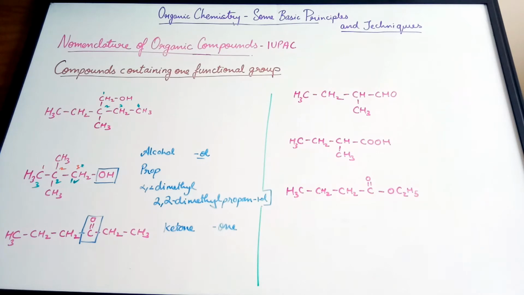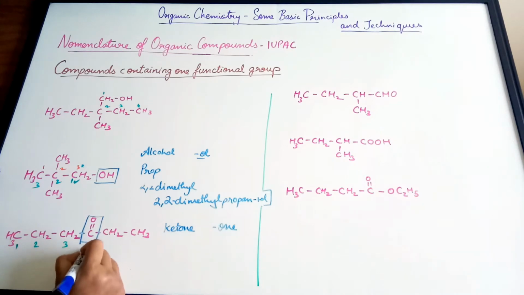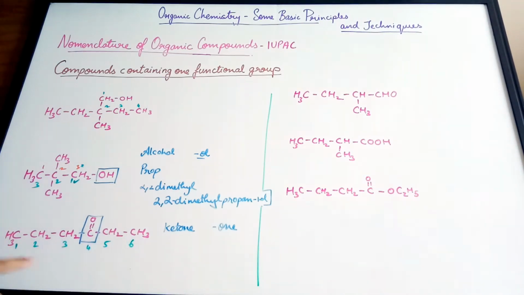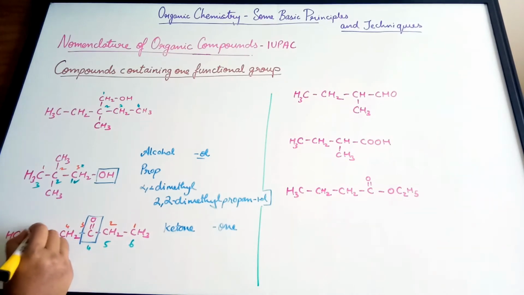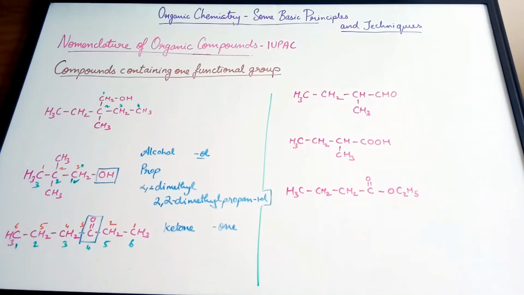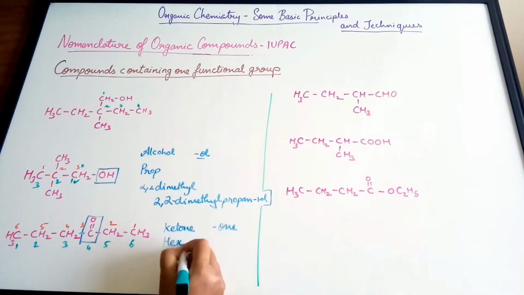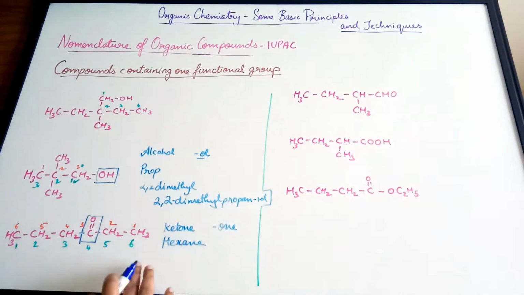So let's number this carbon chain. 1, 2, 3, 4, 5, 6. So we are including the carbon which is a part of the functional group over here. This is from left to right. Then we're going to go back. 1, 2, 3, 4, 5, 6. Now, before we decide on the number, this chain has 6 carbon atoms, so it is hexane. It's a hexane chain. I'm not saying this is the name, I'm just saying this is a hexane chain.